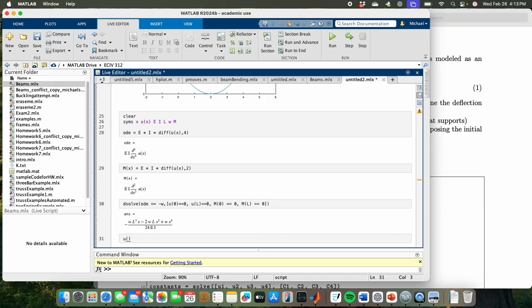U of L over 2. That is cool. Well, look at this. What should this give me? U of L over 2. It should give you 384 EI. You've got some right numbers in there. There's a 5 in there somewhere. 5 over 384. 5 W L to the 4th over 384 EI. This should tell us that.